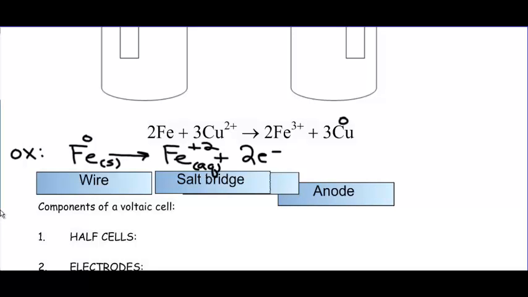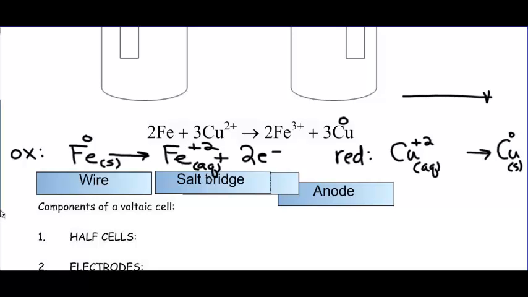The reduction half reaction, because the charge is going down, is the copper +2 ion turning into solid copper, right? The no charge copper is solid copper. So we're actually making solid copper in this reaction. Now, we're going down the number line from +2 to 0, so 2 electrons are being gained to go down the number line.